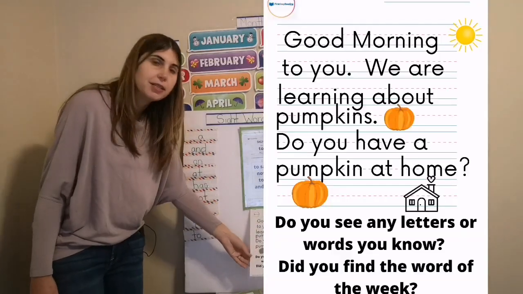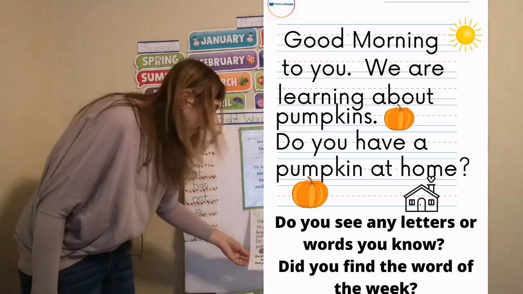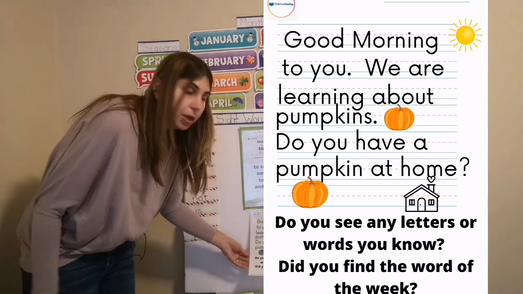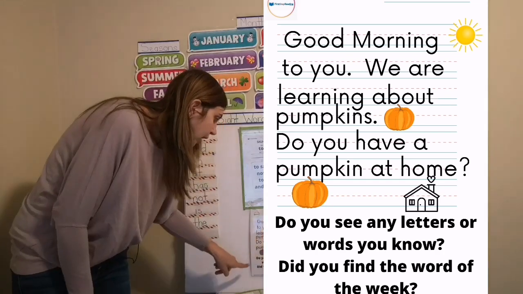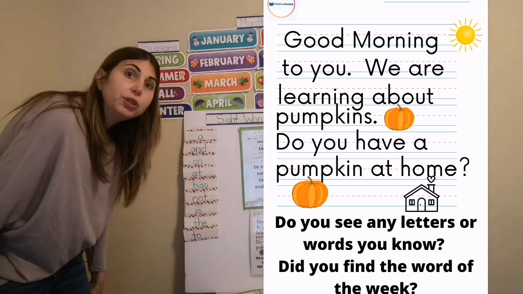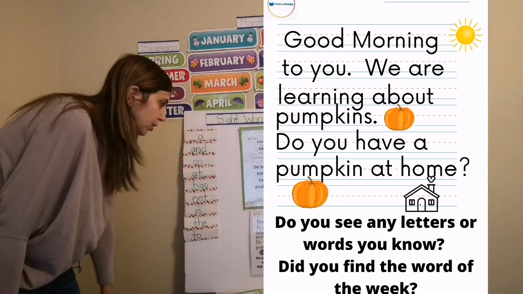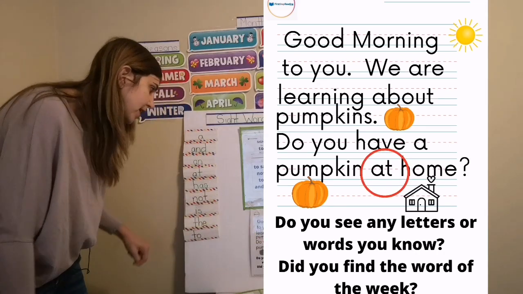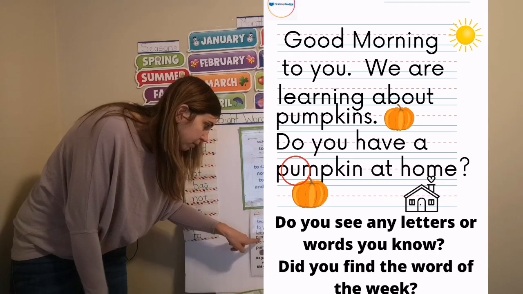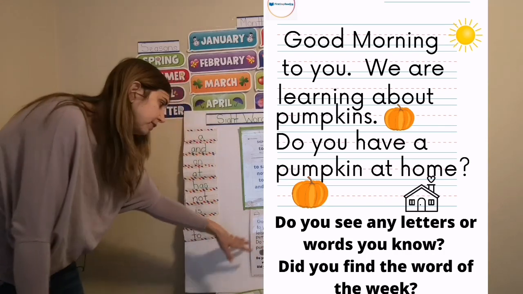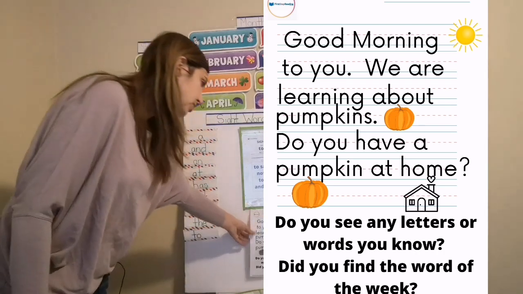I'm going to read our morning message. Good morning to you. We are learning about pumpkins. Do you have a pumpkin at home? So you can practice reading that with an adult. You can see if there's any letters you know in there, any words you know. You might find the word to in there because that's our word of the week. And you can circle them. You might find at, right? At's in there. Some words you might know. And some sounds like you can see the in pumpkin, right? So you can just dissect that sentence and see if there's sounds or words you know. That's our good morning message.